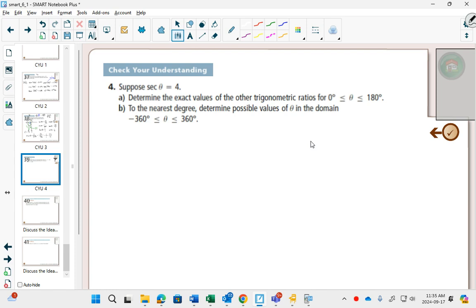Question number 4, suppose secant of theta equals 4. Determine the exact values of the other trig ratios between 0 and 180 degrees. Well, first of all, if secant of theta equals 4, using the shortcut we just talked about, I know what cos of theta is. I know that cos of theta, being the reciprocal, would be 1 over 4.